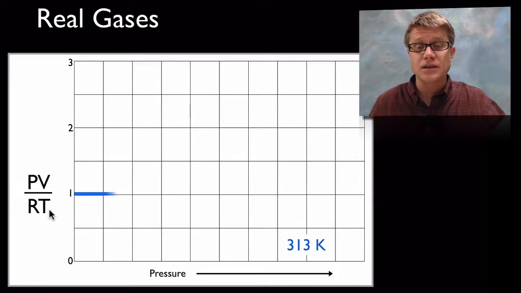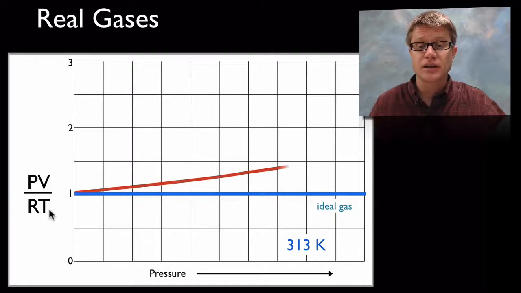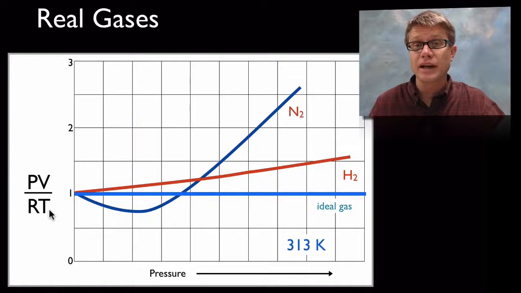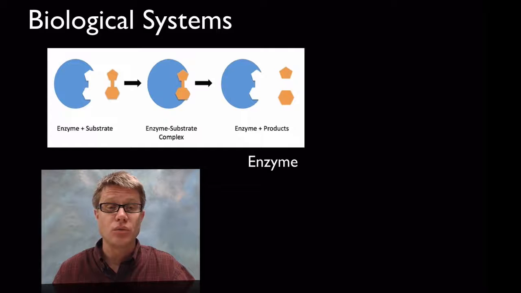We could look at different gases at 313 K as well. Let's look at hydrogen versus nitrogen. You can see hydrogen is going to be more like an ideal gas, and that has to do with it being a smaller mass and it's going to move more readily.